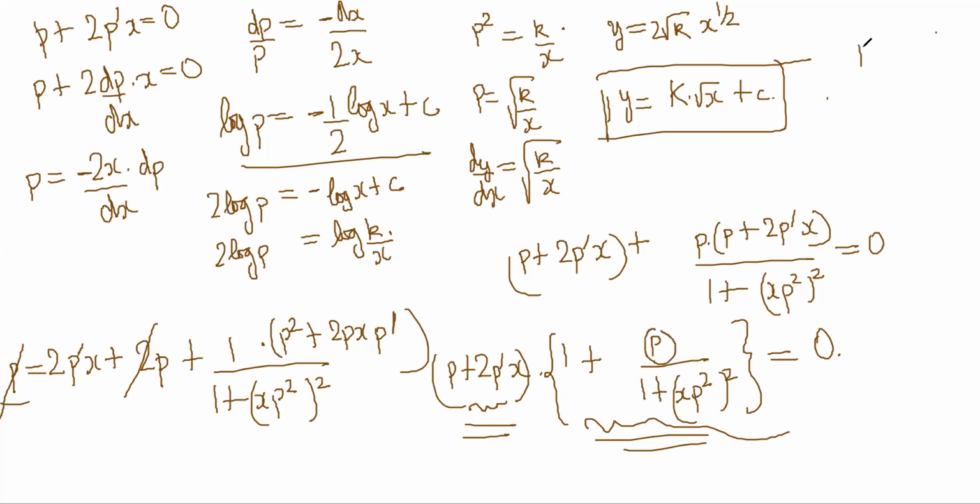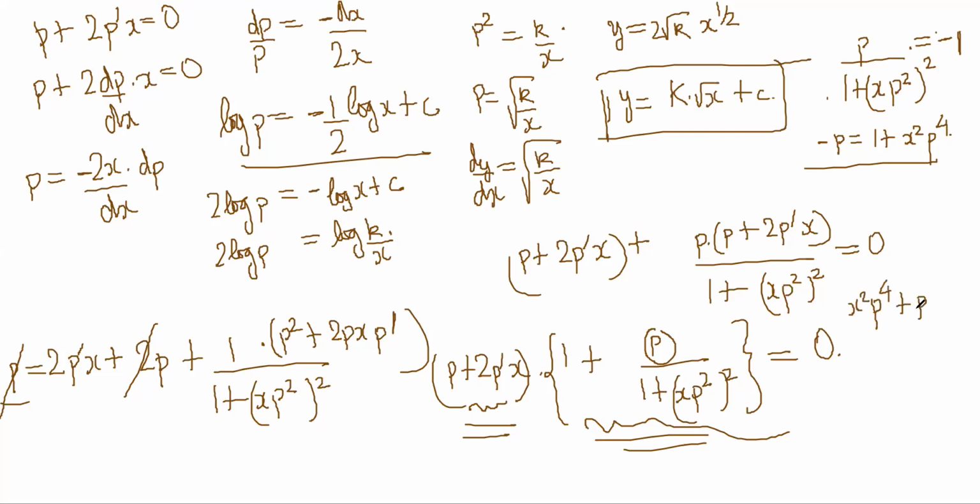p by 1 plus x p square whole square is equal to minus 1. So this actually becomes an equation, no? See, this is actually an equation: x square p power 4 plus p plus 1 is equal to 0, right? So this equation could have roots, and if p is positive, there are no roots.